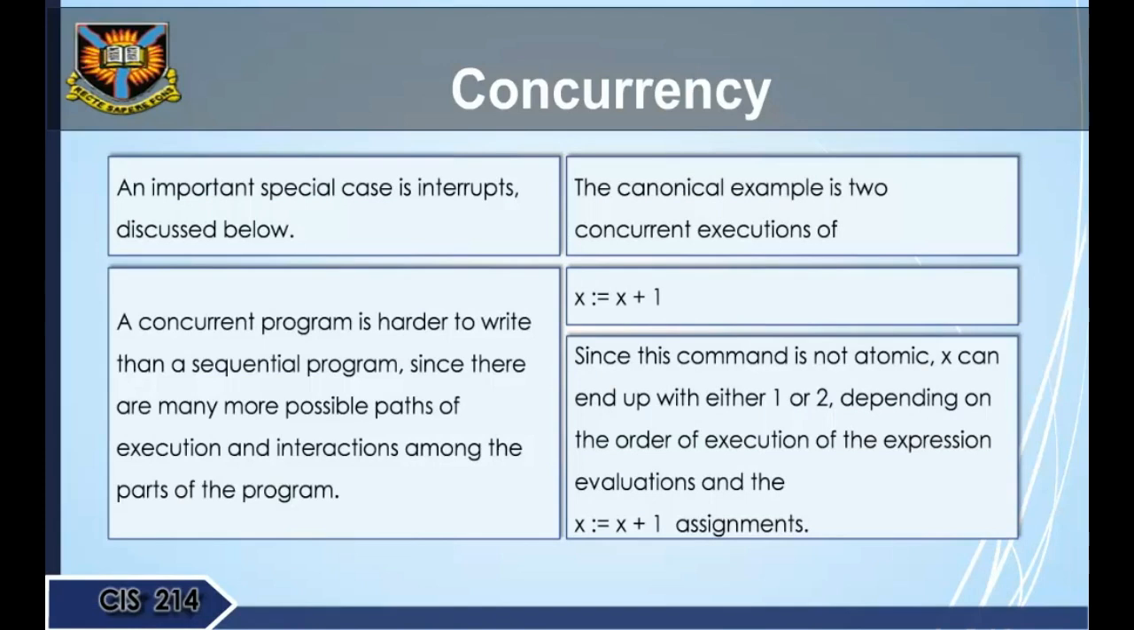A concurrent program is harder to write than a sequential program, since there are many more possible paths of execution and interactions among the parts of the program. The canonical example is two concurrent executions of x := x + 1. Since this command is not atomic, x can end up with either 1 or 2 depending on the order of execution of the expression evaluations and the x := x + 1 assignment.